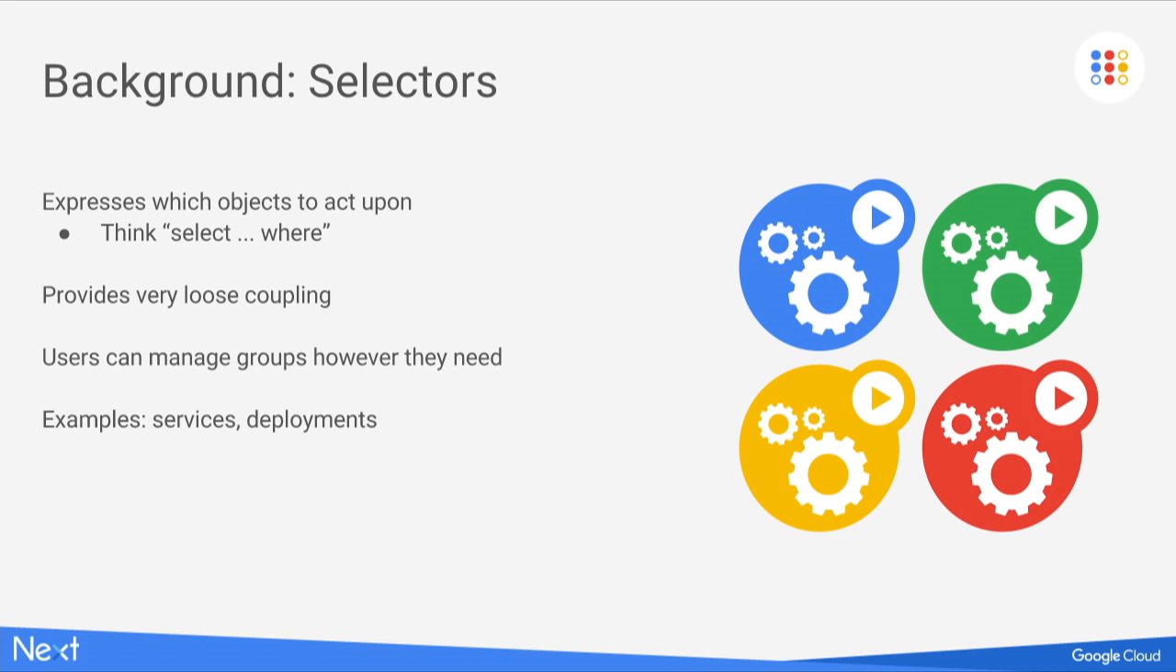This gives us a really loose coupling between concepts in our system. It means that you as a user can manage groups however you want to manage them, however you want to slice and dice them. For example, things that use selectors are services, deployments, replica sets.